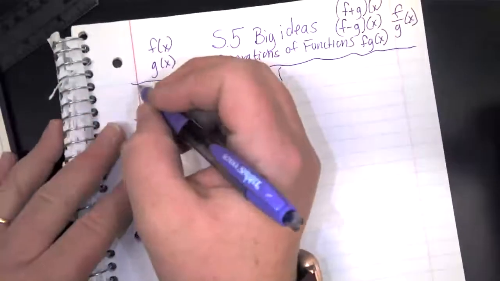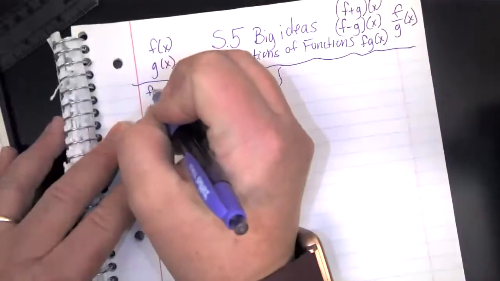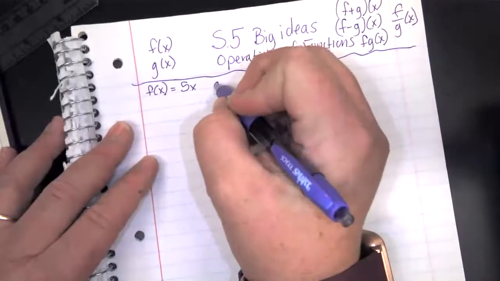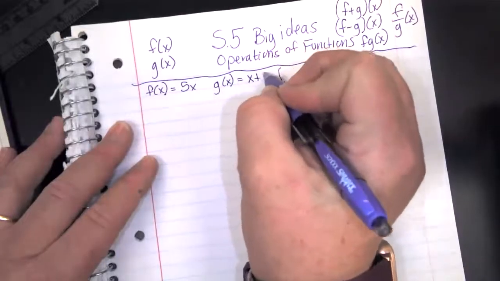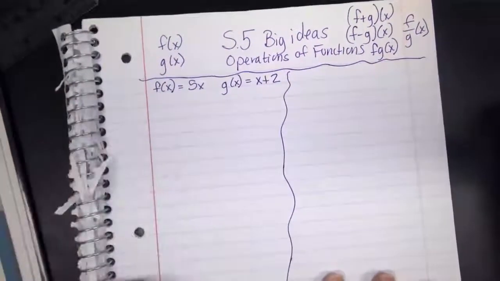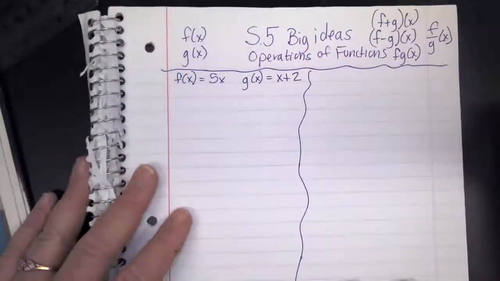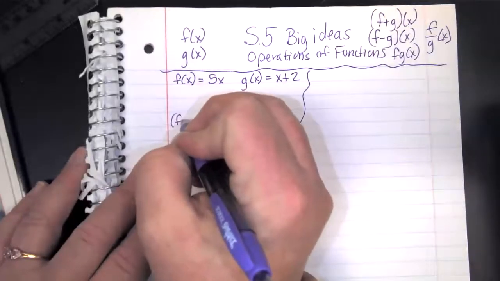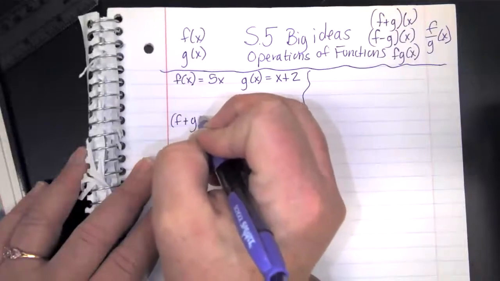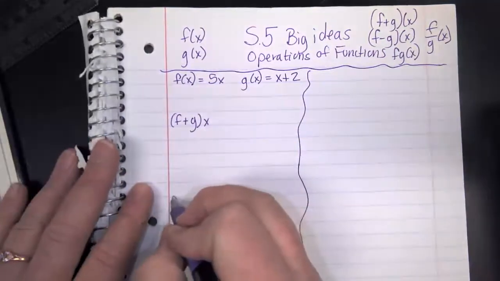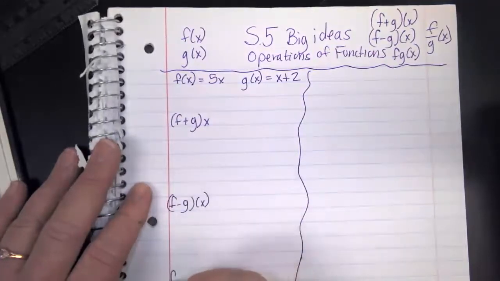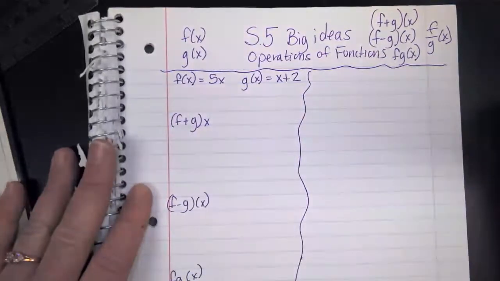All right, so let's say that f of x is 5x, and let's say g of x is x plus 2. Okay, so we'll do a little bit of each of these. So f plus g of x, and we'll do f minus g of x, and we'll do fg of x, and we'll do f over g of x.